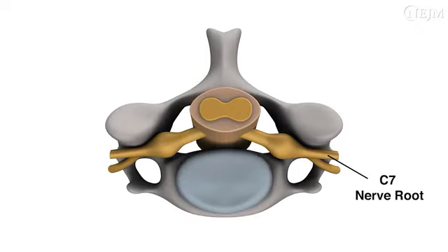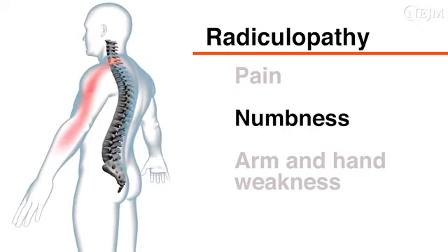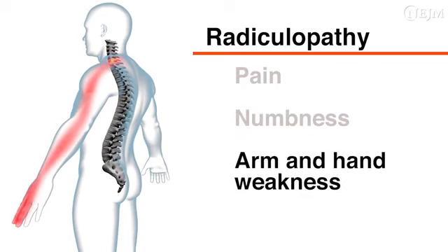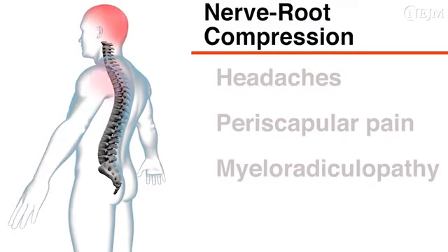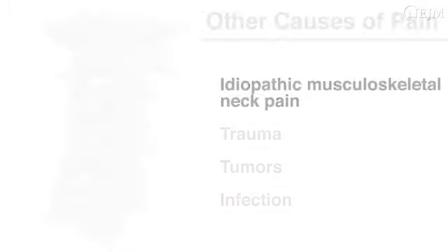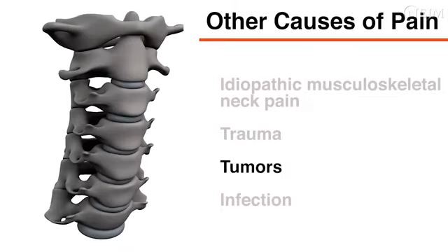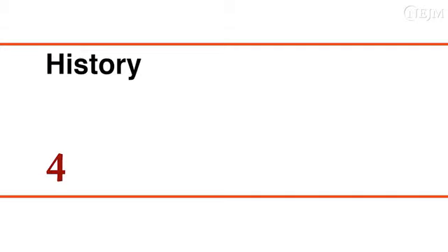Nerve root compression leads to radiculopathy, which may in turn lead to pain, numbness, and weakness in the arm and hand. Some patients with nerve root compression may also have headaches or periscapular pain, and some may have myeloradiculopathy, which entails both. Idiopathic musculoskeletal neck pain, trauma, tumors, and infection are additional common causes of pain in the cervical spine.